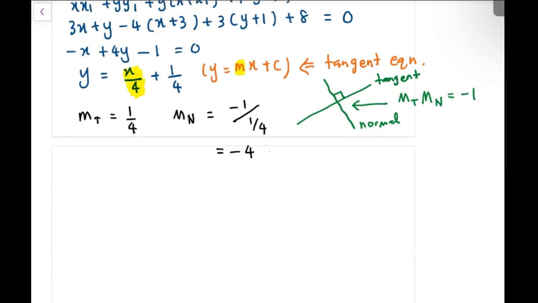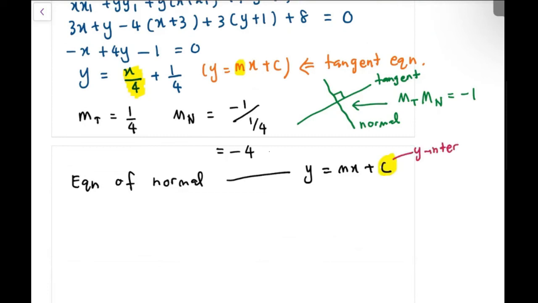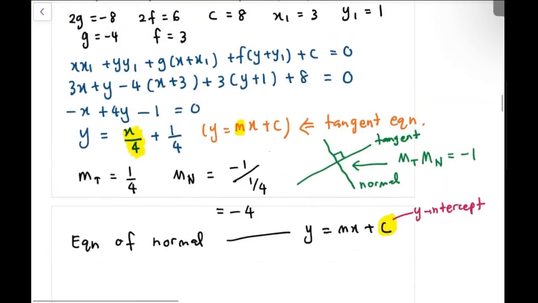Either you want to use y equal to mx plus c, but careful, c here means y-intercept. First, I just rewrite it. So, equation of normal. Either you want to use y equal to mx plus c, but be careful here. C in this case is the y-intercept, which means we have to find it first. And this c is not the c from the previous part. So don't simply substitute c equal to 8 into the equation, and you will get the wrong equation.